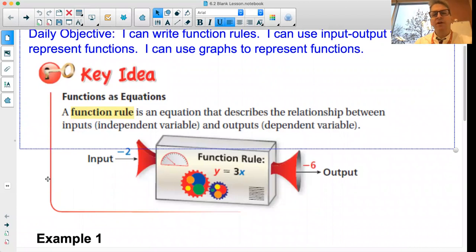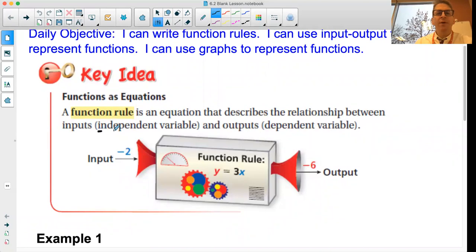A function rule is an equation that describes the relationship between inputs, which we call independent variables. Okay, you're gonna need to know that. And outputs, dependent variables. So inputs, independent, outputs, dependent. You're gonna need to know the difference between independent variable and dependent variable, okay? So inputs, which are the independent variables, go into the function.